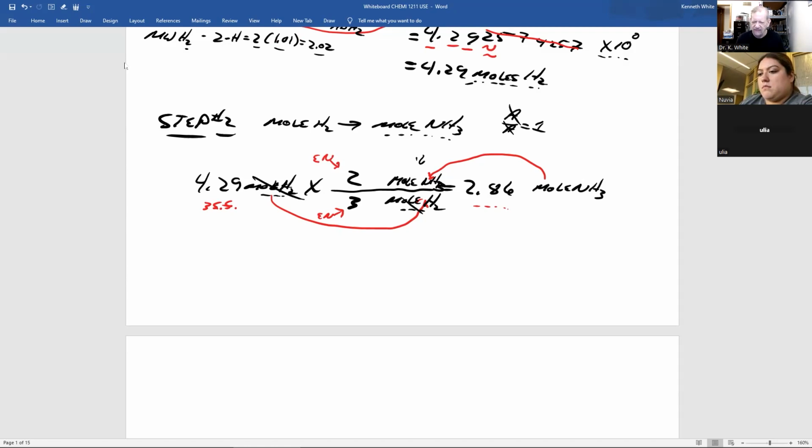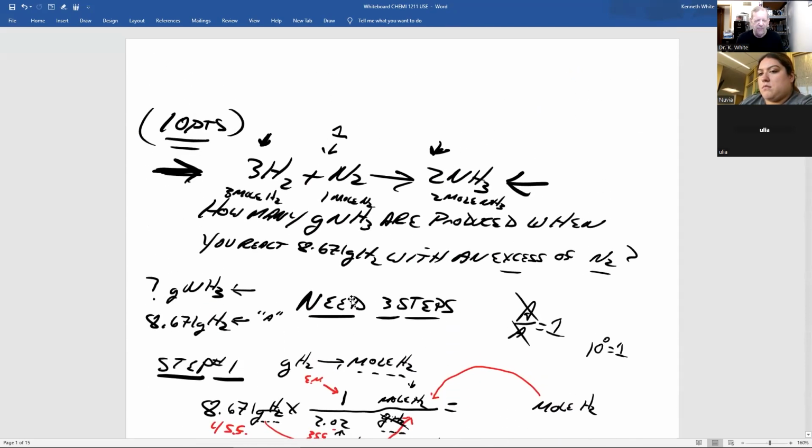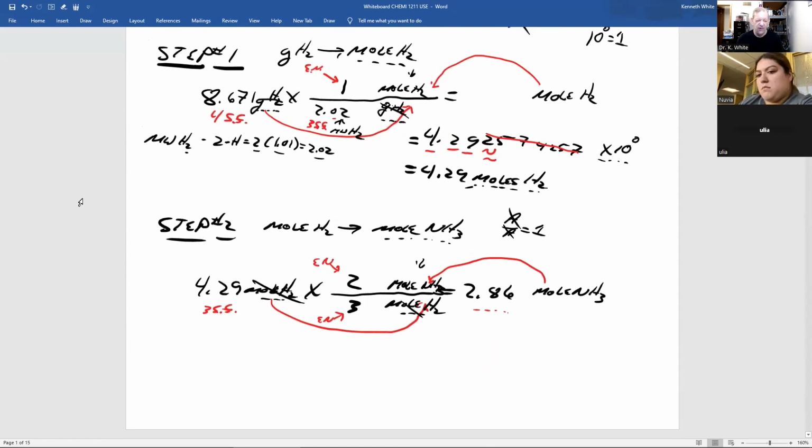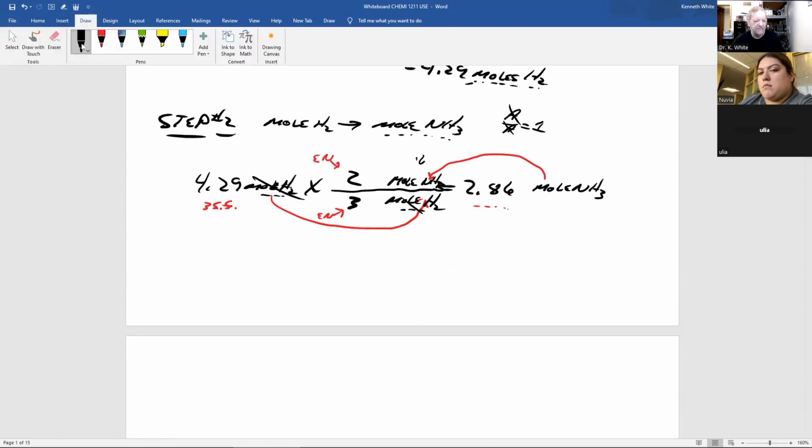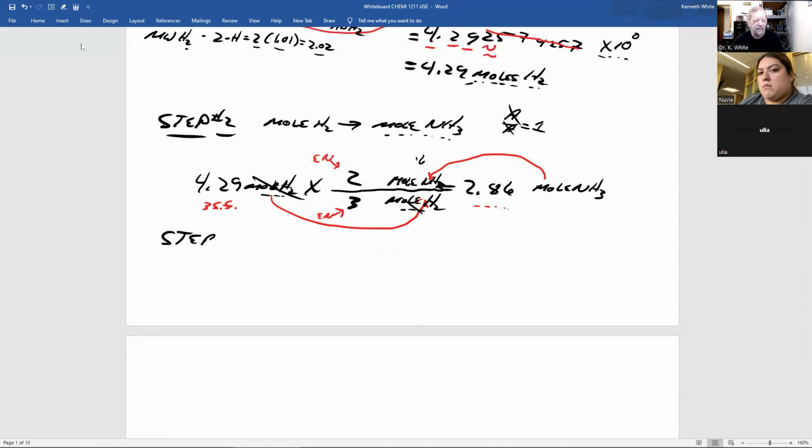Now, am I done? Well, let's look. My answer right now in step 2 is moles of ammonia. But I'm trying to get grams of ammonia. So I'm not done. What do I do? And now you know why this is 10 points. It's a lot of work.